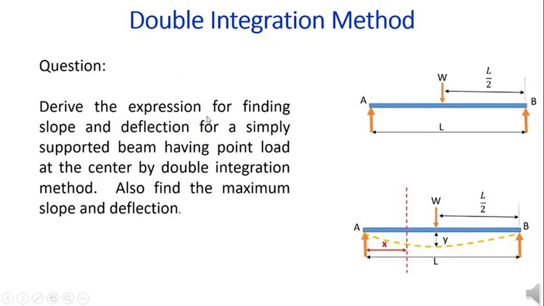Derive the expression for finding slope and deflection for a simply supported beam having a point load at the center by the double integration method. Also find the maximum slope and deflection. That is the diagram, a simply supported beam. The point load W acts at the center, at distance L by 2, and the total length is L.